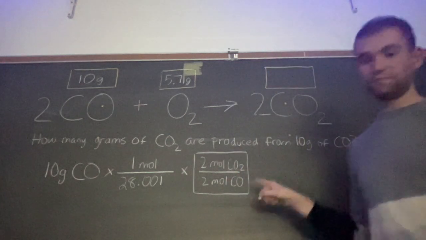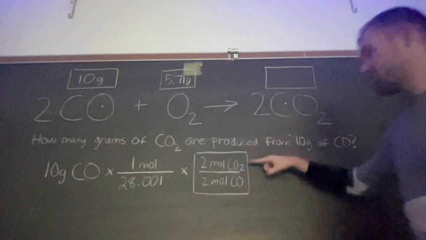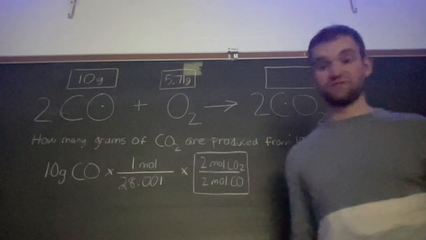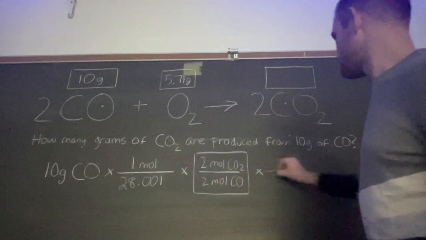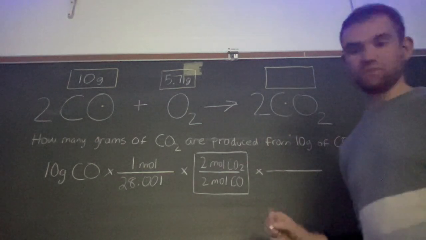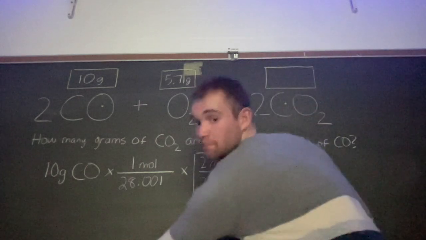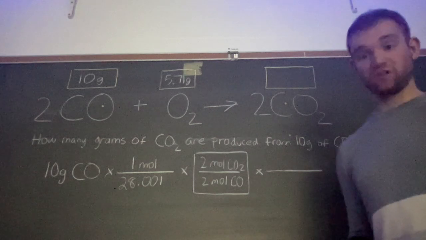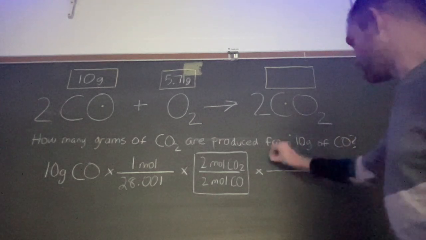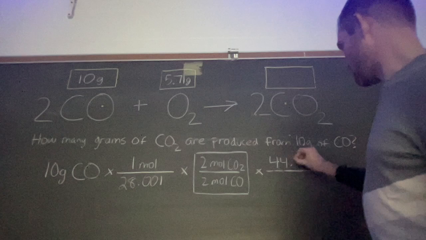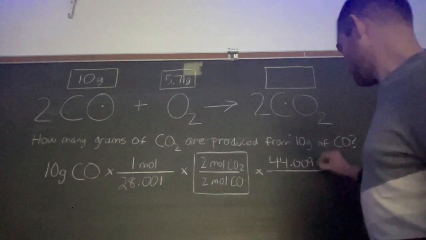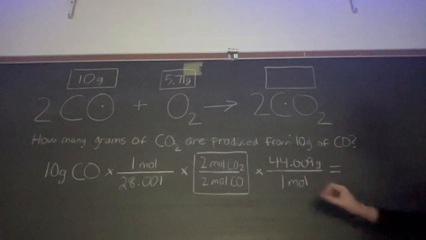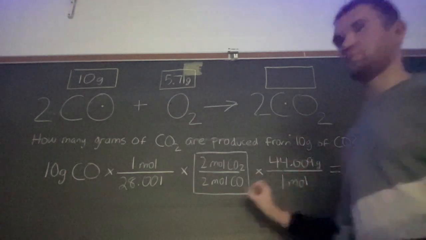So far we're here, and now we just got to finish this off. I'm at moles of CO2. I need to get grams of CO2 times the molar mass of CO2, 2 oxygens plus 1 carbon, should give you about 44.009 grams. So 44.009 grams is 1 mole. And now all you have to do here is multiply on top, divide on the bottom, and you're all set.